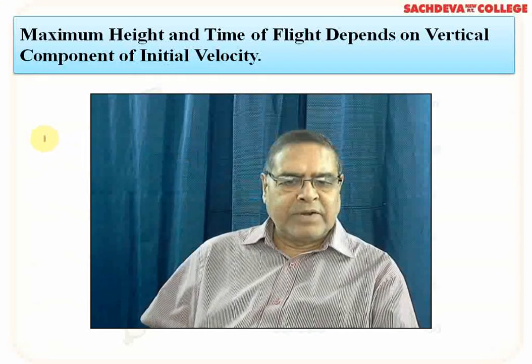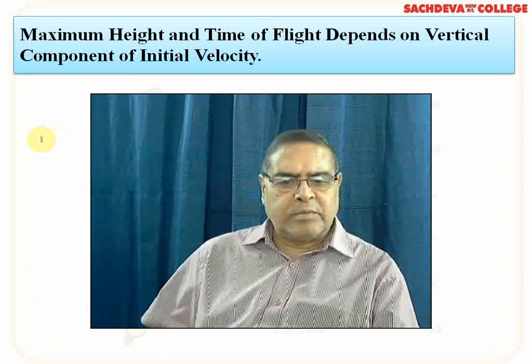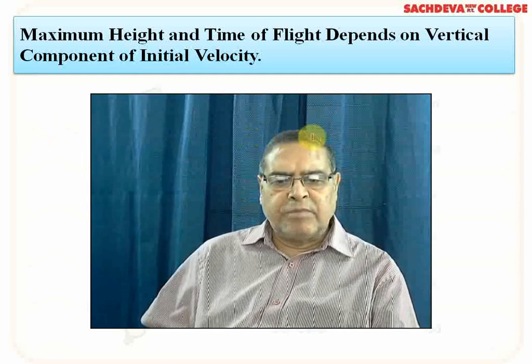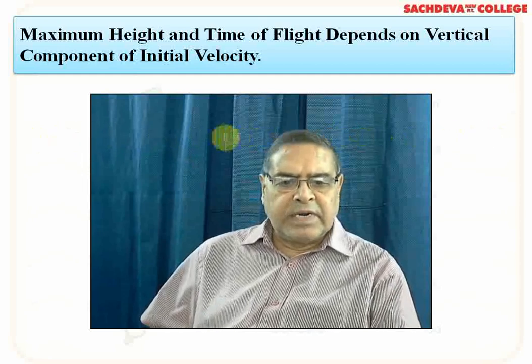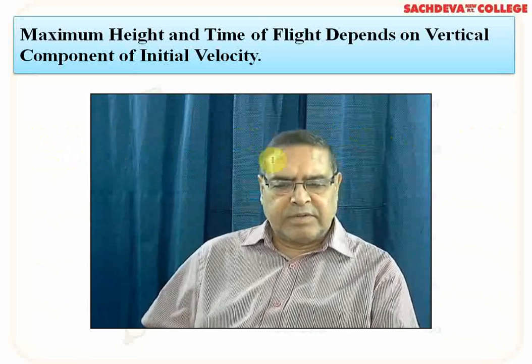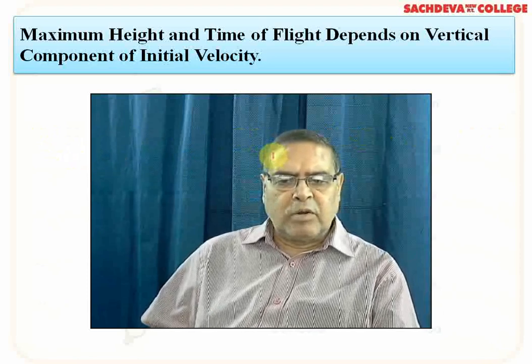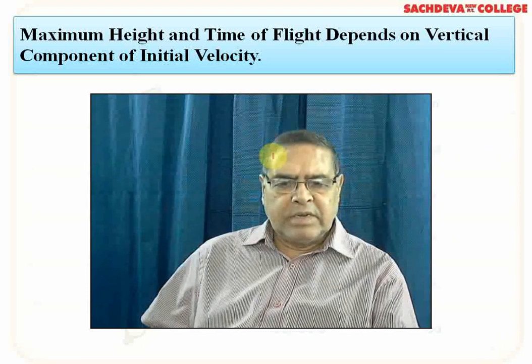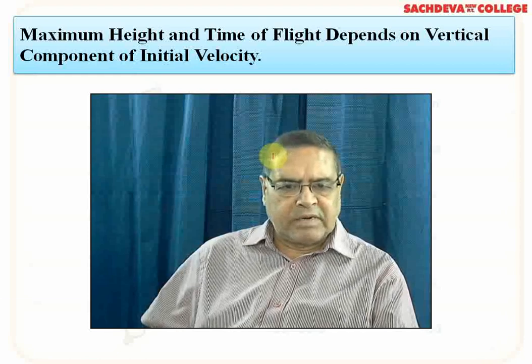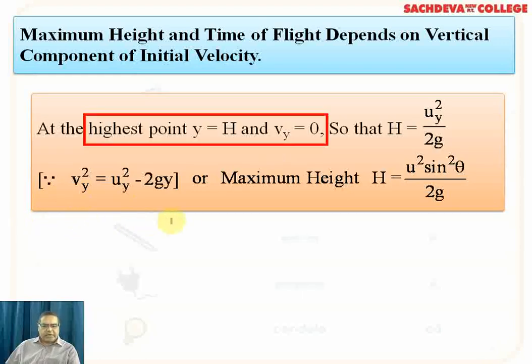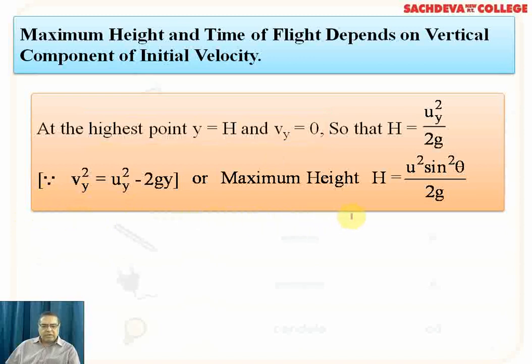Now, our next discussion is regarding the maximum height and the time of flight depending on the vertical component of the initial velocity. We know that the vertical component of the initial velocity is u sin theta. So at the highest point, y is equal to h, vy is equal to 0 because velocity at the highest point is 0. Therefore, h is equal to uy square over 2g.